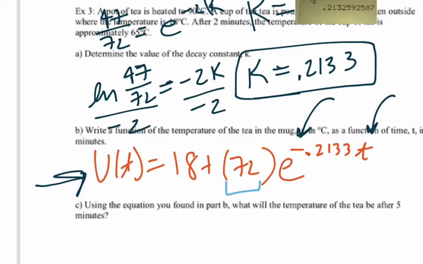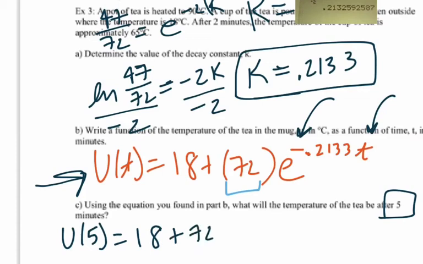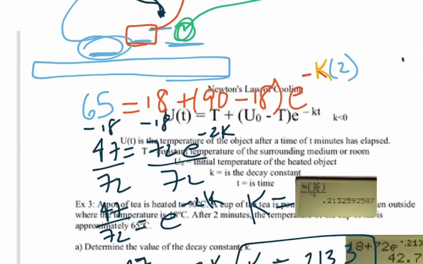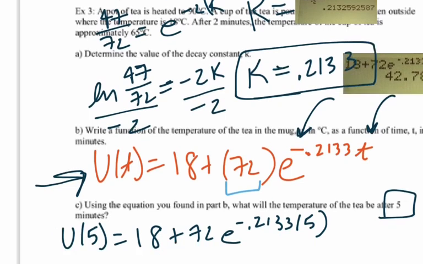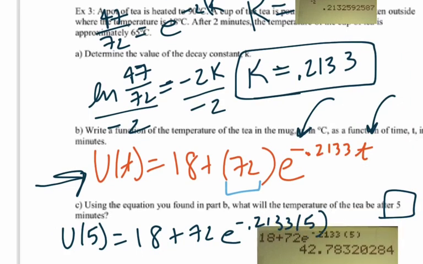Then it specifically says, using the equation you found in part B, what will the temperature in the tea be after 5 minutes? So all we're going to do is evaluate it at 5 minutes. So it's going to be 18 plus 72e to the negative 0.2133 times 5. And this is great because all you have to do is evaluate this particular expression in the calculator. So I'm going to come back up here, pull this down, and all I did was type it into the calculator.